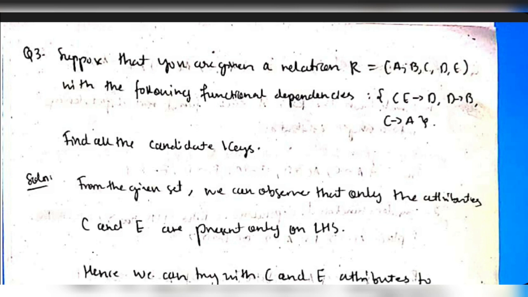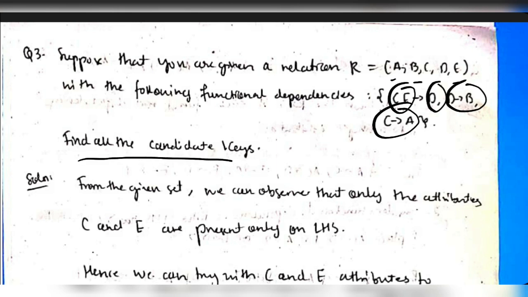Suppose that we get a question of this type in exam. We have a relation with five values here, A, B, C, D, E, and the functional dependencies are given as CE tends to D, D tends to B, and C tends to A. Find all the candidate keys.